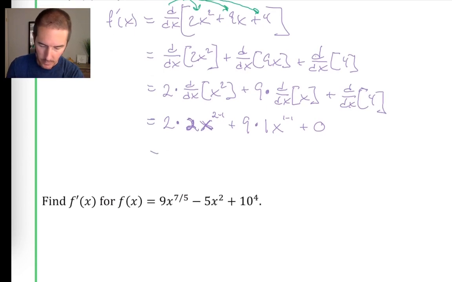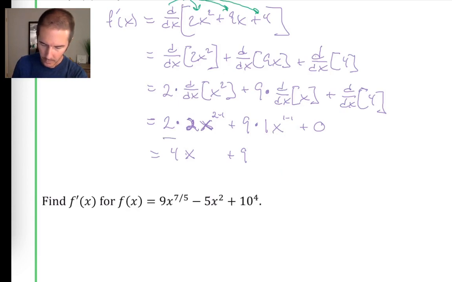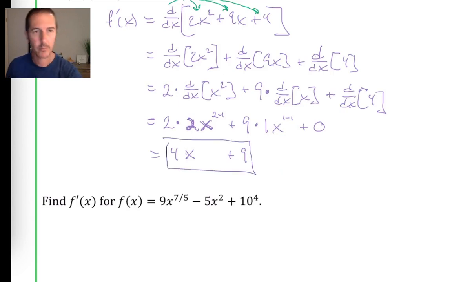So the 2 times 2 makes 4. The new exponent on x is a 1, so I'm not going to write that, plus 9 times 1 times anything to the power of 0 is also equal to 1. So this really equals 9 times 1, which is just 9. So 4x plus 9 is your answer.